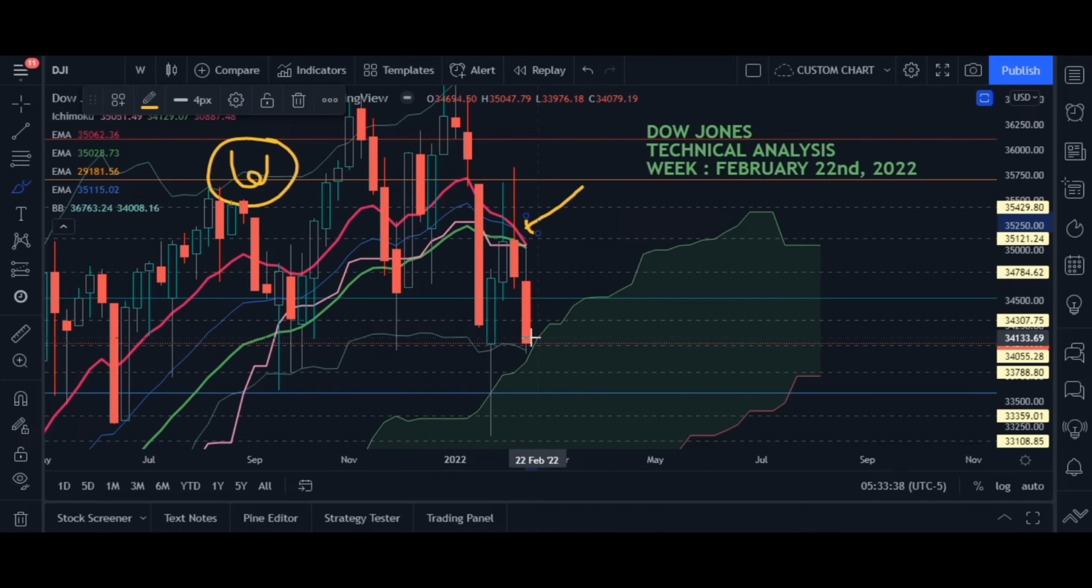Then comes the Ichimoku. The market did not enter into Ichimoku, and the market has closed above Ichimoku, but in the next week it is expected to enter into Ichimoku. But as of now through Ichimoku, the market is bullish, because it is trading in the bullish zone of the Ichimoku cloud. Fair enough. Then comes some other technical indicators.